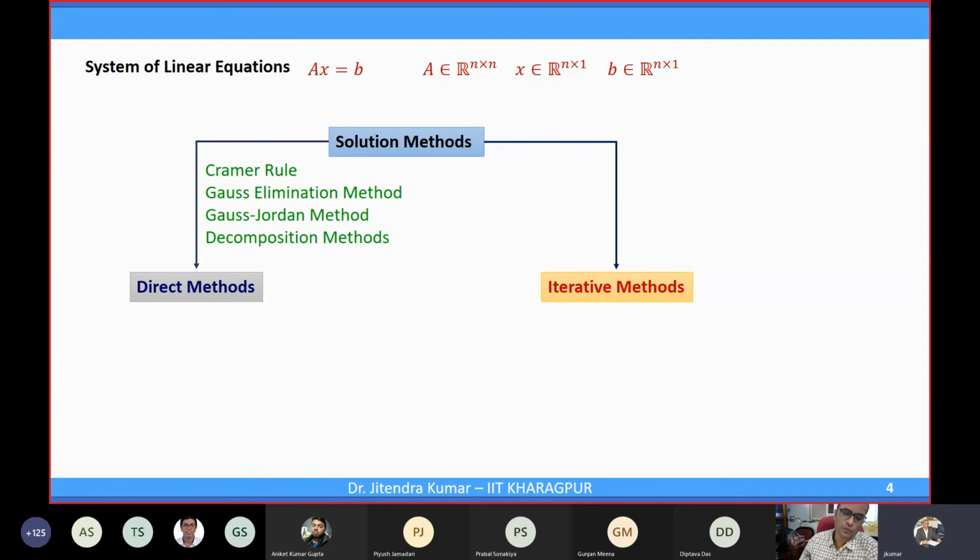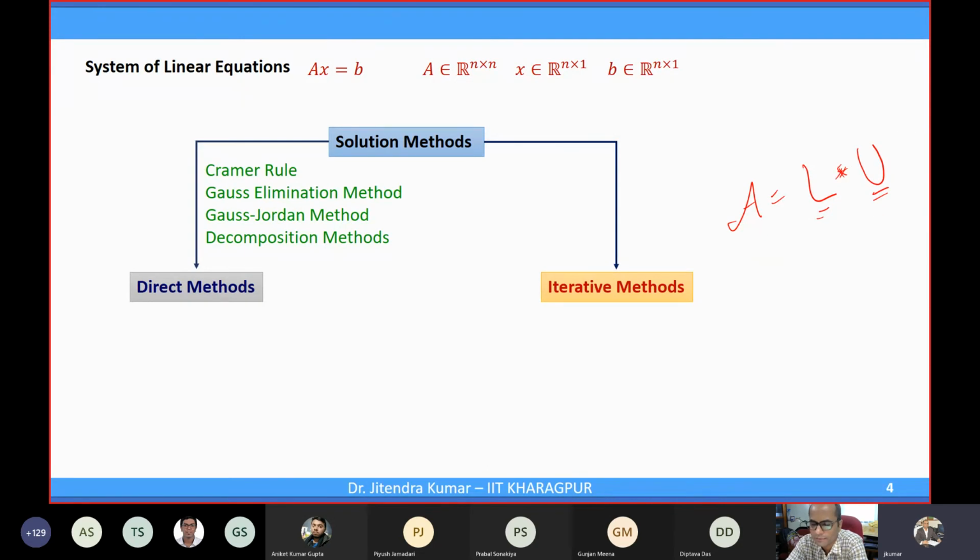The direct methods, which you have already seen, are Cramer's rule and Gauss elimination, which we have just seen in linear algebra. We have the Gauss-Jordan method, a similar kind of approach to Gauss elimination. We have some kind of decomposition method also, where your matrix A is decomposed as the product of L and U, a lower triangular matrix and an upper triangular matrix.